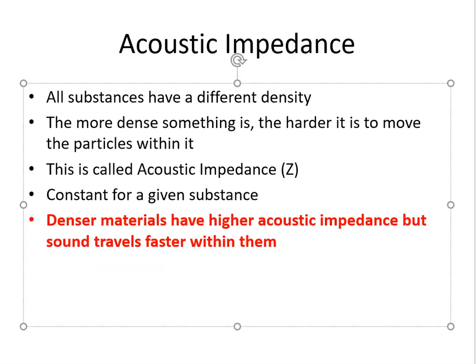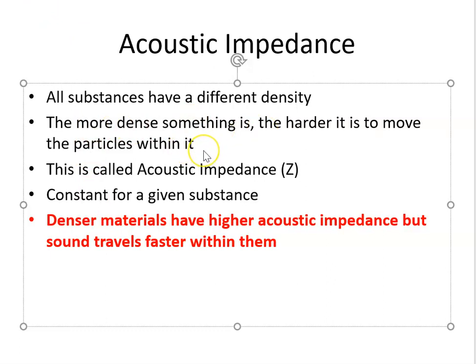So we can't get an image unless we get echoes coming back to the detector. And to get echoes, we need differences in density of tissues. Now, all different tissues have different densities. Some are very similar, so fat and muscle are not really that different, but they're different enough to create an echo.